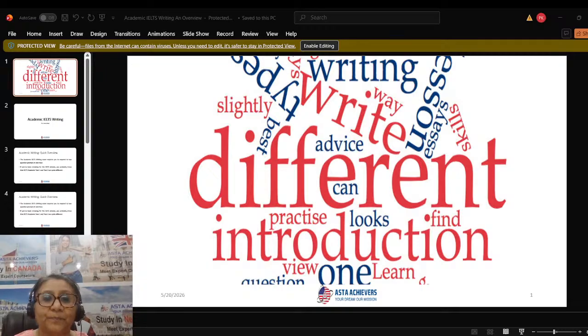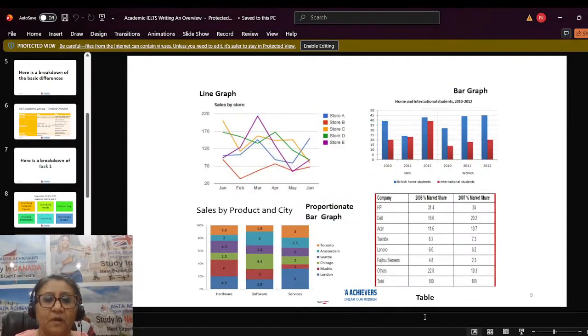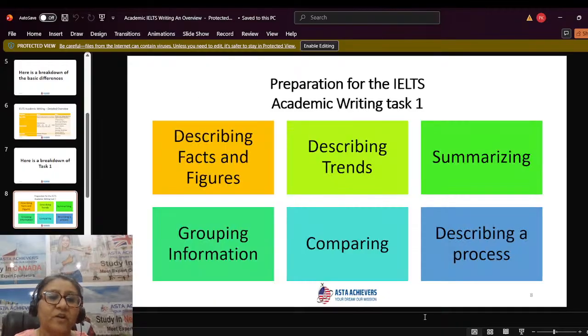Moving ahead, as far as task 1 is concerned, you are basically required to demonstrate certain skill sets, which are: you should be able to describe facts and figures, describe trends, summarize and group information, compare data, and describe a process.